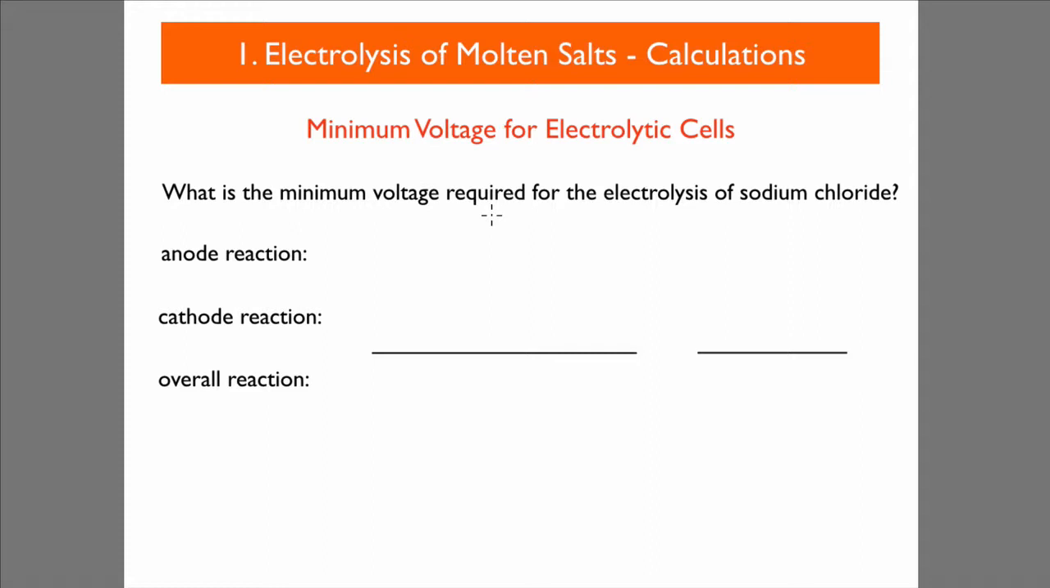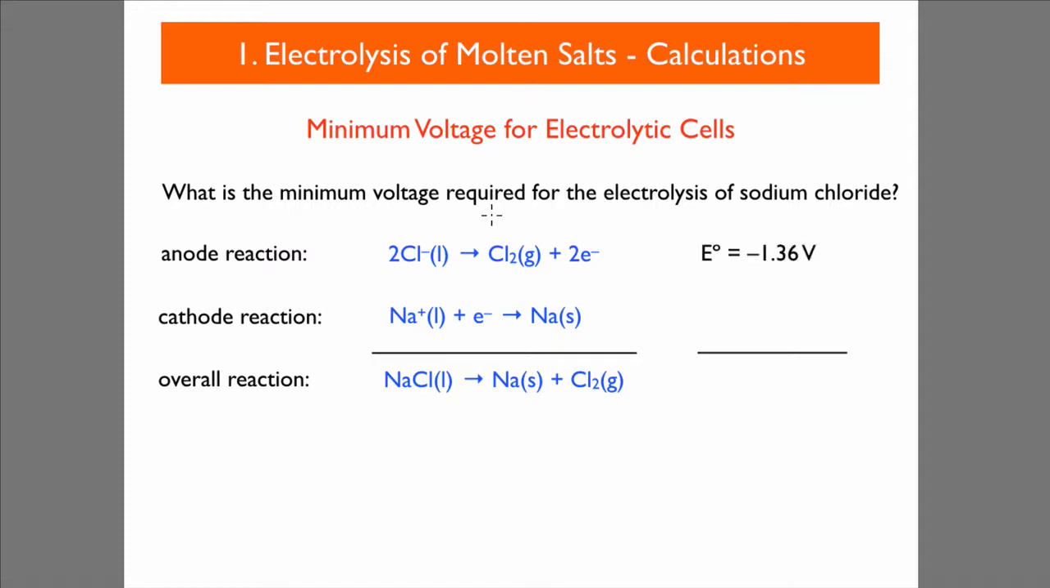Okay, let's look at electrolysis of molten salts. We do calculations here: the minimum voltage for electrolytic cells. What is the minimum voltage required for the electrolysis of sodium chloride? First, we'd write out what the anode reaction is, and then the cathode reaction. We look at our table and do the overall reaction first. Then we look at our table for cell potentials, write them down, and add them up as we've done in the previous presentation.